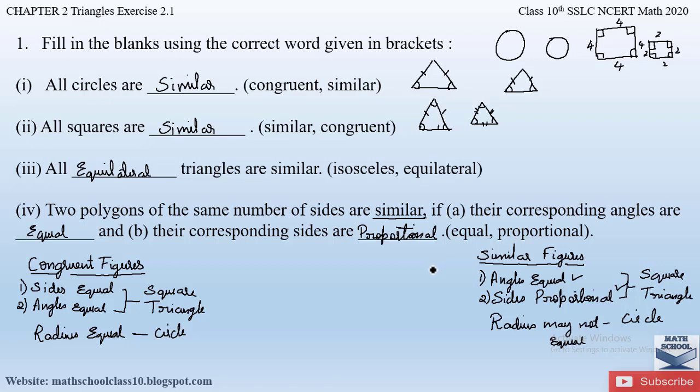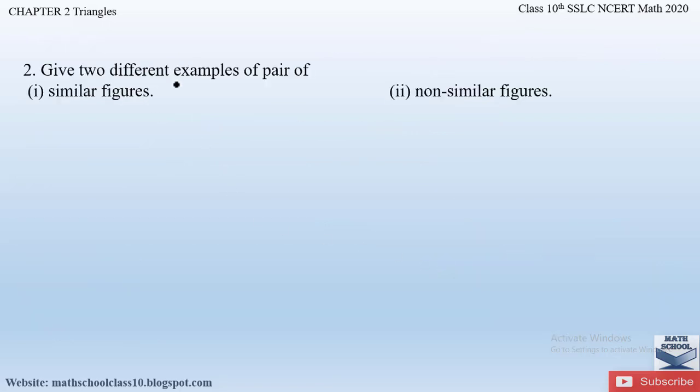So this is how we solve this problem. Moving to the second question from exercise 2.1: give two different examples of pairs of similar figures and non-similar figures.